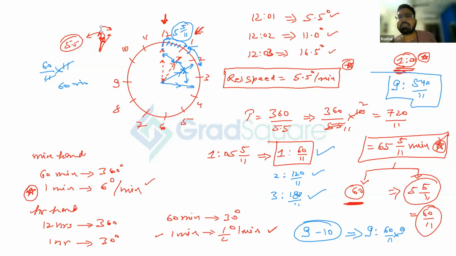Nikhil, in 24 hours, they'll meet 22 times. In 12 hours, they'll meet 11 times. In 24 hours, they'll meet 22 times. Either you take the starting one into account or you take the last one into account. You can't take both the ones into account, right?